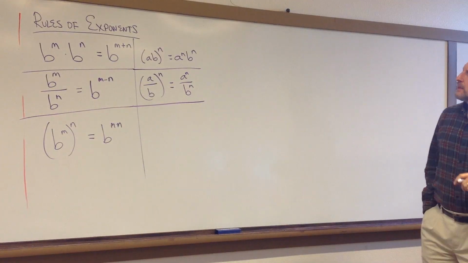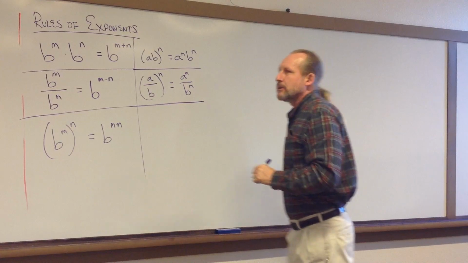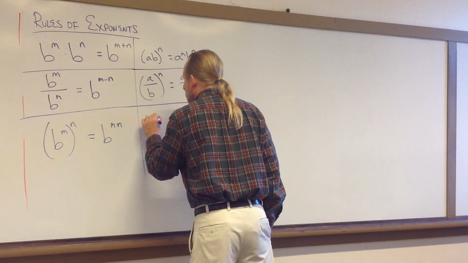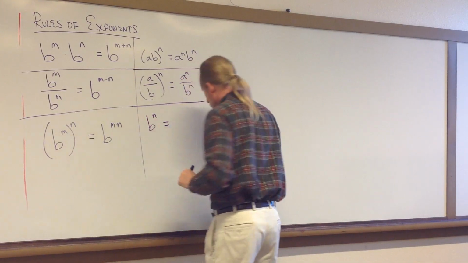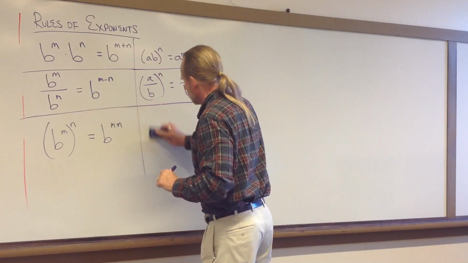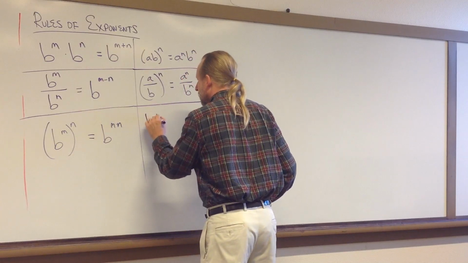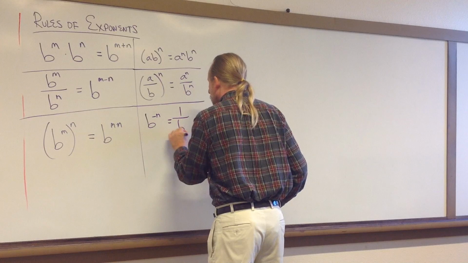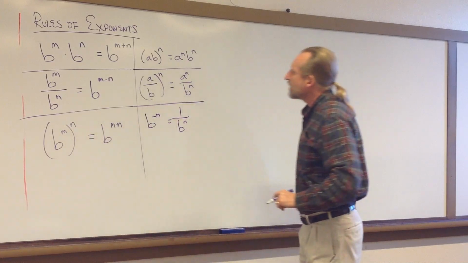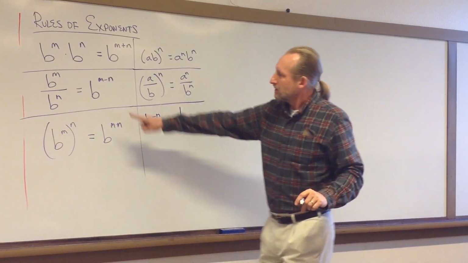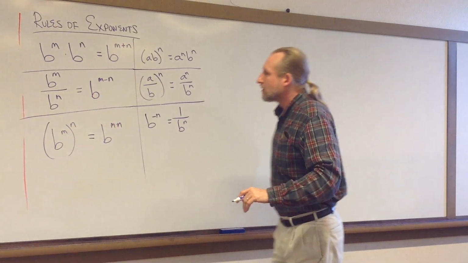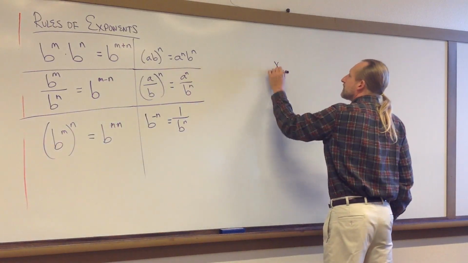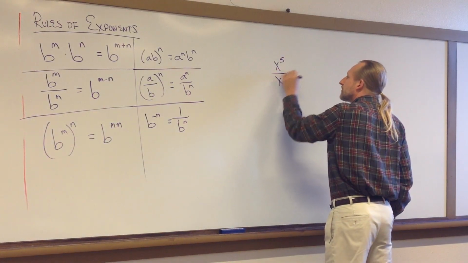All right, now we get the negative exponents. So this says B to the n power, negative powers, that's what I was saying, right? B to the negative n power is 1 over B to the n. Okay, why is that? Well, that brings us back to this one. So the example I gave for that was x to the 5th over x to the 3rd, right?